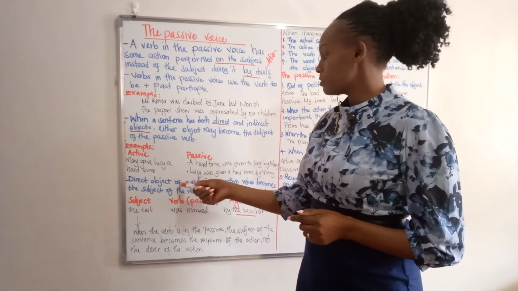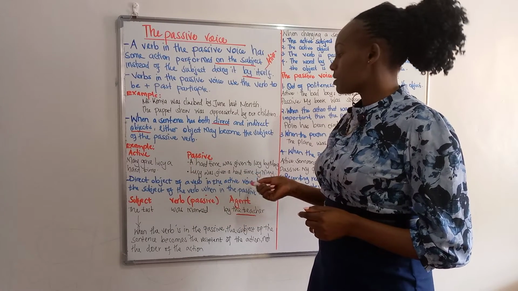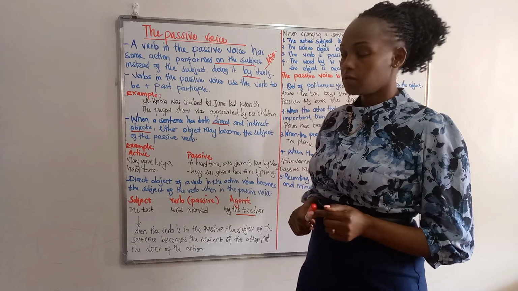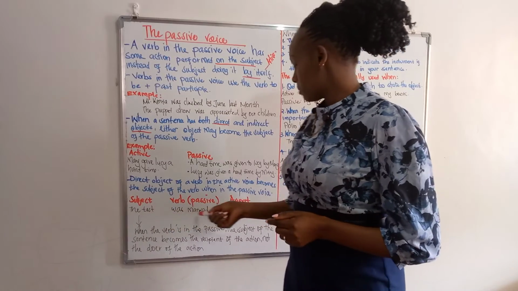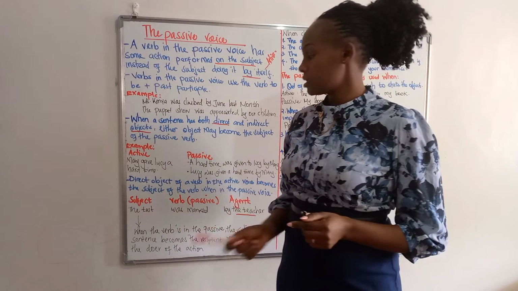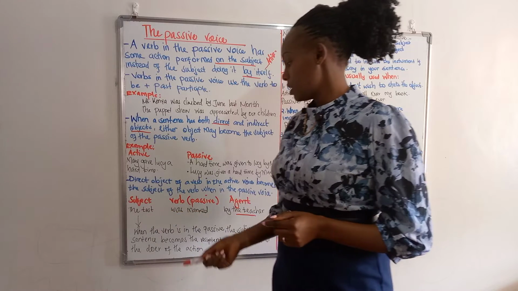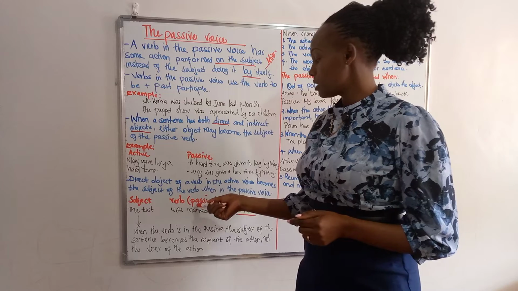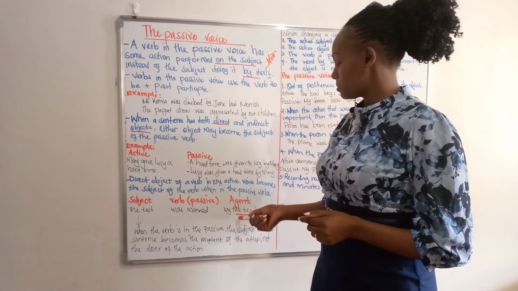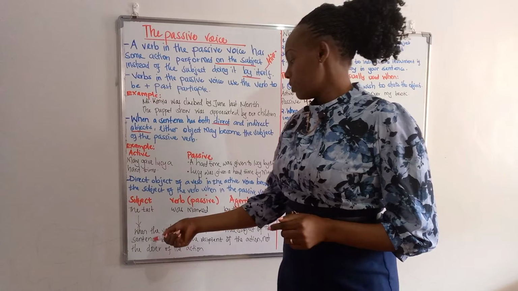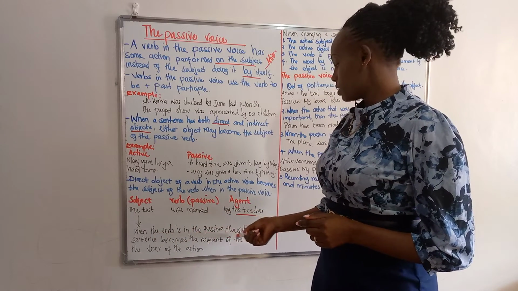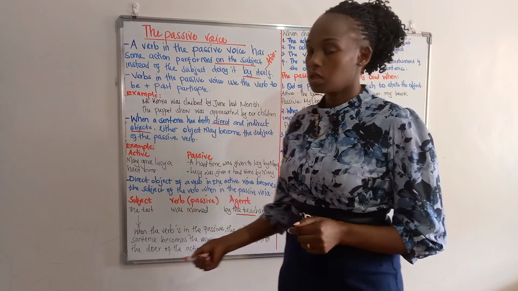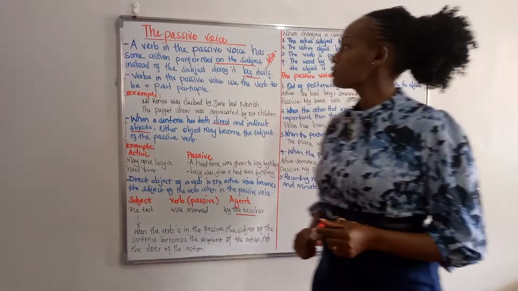Now, the direct object of a verb in the active voice becomes the subject of the verb when it is in the passive voice. For example, the test was marked by the teacher. In this sentence, our subject is the test. Our verb was marked and it is passivized. It is in the passive form, and our agent is by the teacher. Now, when the verb is in the passive, the subject of the sentence becomes the recipient of the action, not the doer of the action.